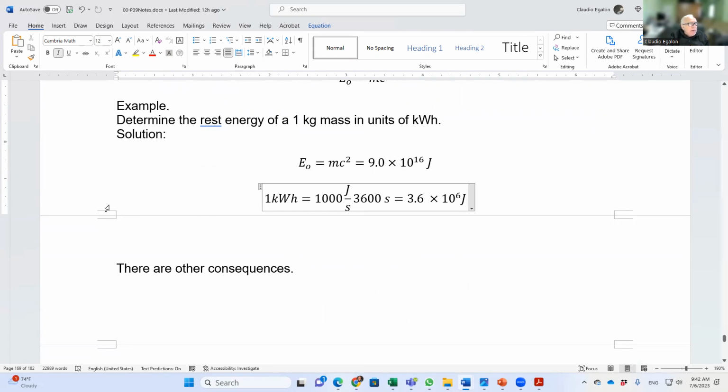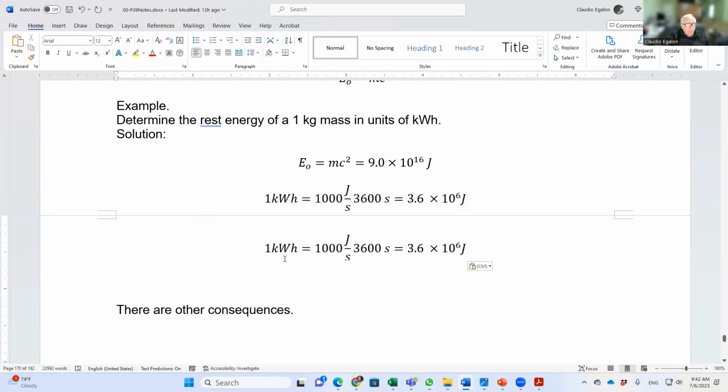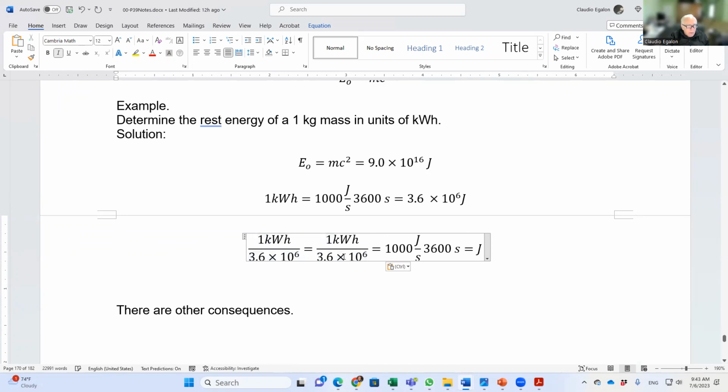And now we can convert joules into kilowatt hour. Consequently, 1 joule is like that, 10 to minus 6 over 3.6. Kilowatt hour is a lot in terms of joules, right? 1 kilowatt hour is a lot.